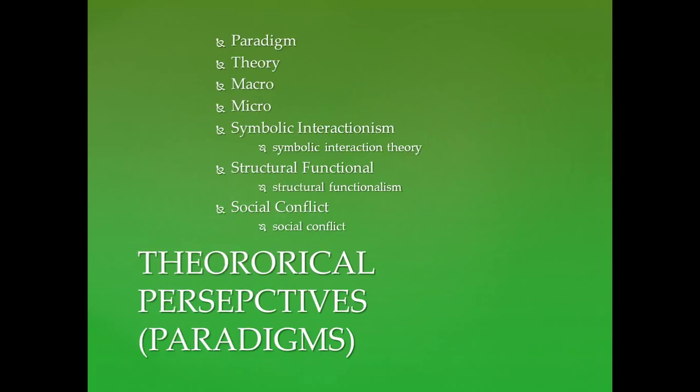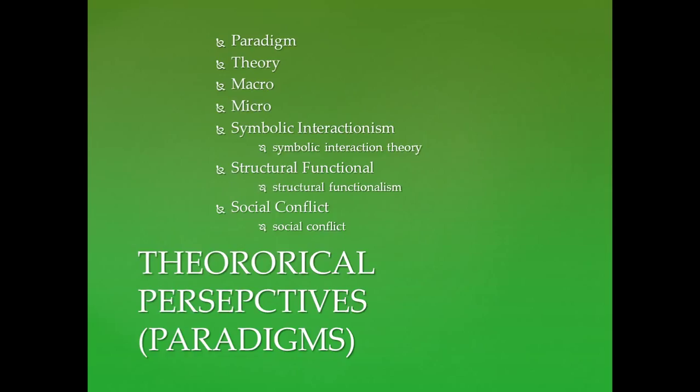Most of the time, you're going to have either macro level or micro level paradigms. In this case, structural functional and social conflict are our macro level paradigms, and symbolic interaction is our micro level paradigm. Now, macro means large and micro means small. So when we talk about a macro level perspective in sociology, we're looking at it from the societal level, from the broad, large scale perspective.